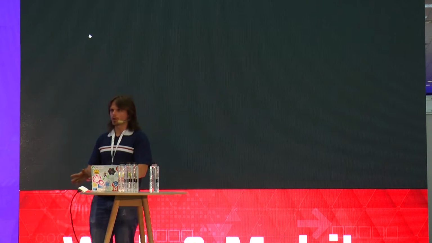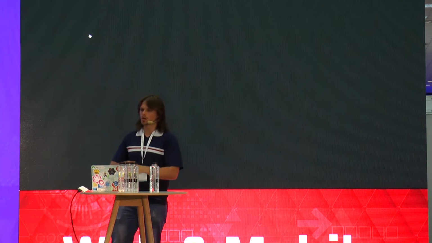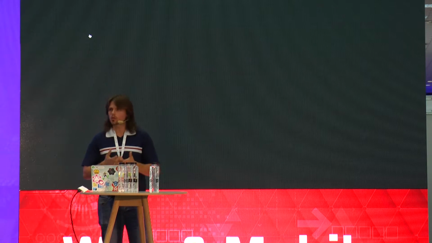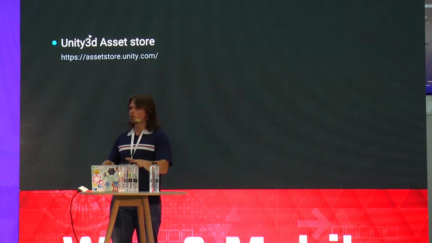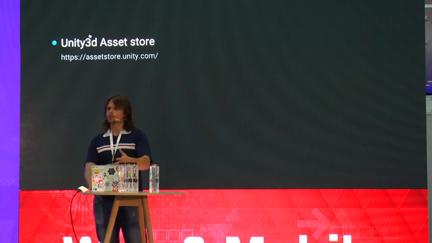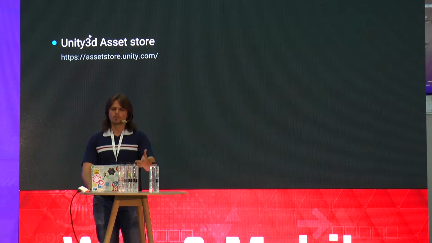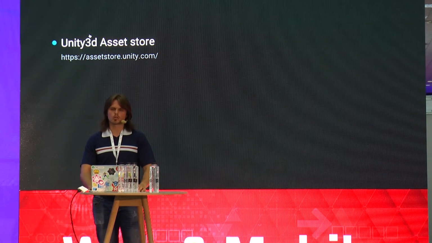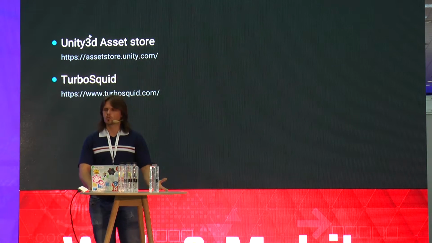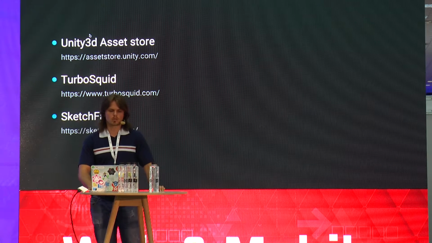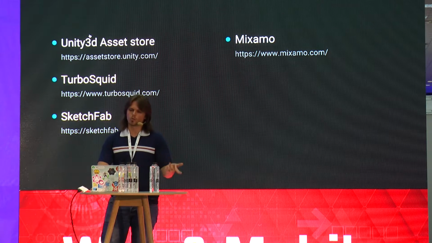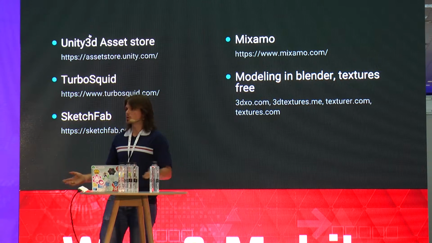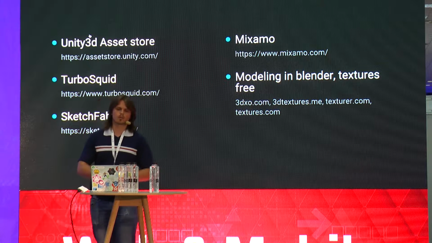So in both A-Frame and React 360, we need to acquire assets, right? We need to bring those 3D models and textures and stuff like that. So I kind of composed several resources for you. You can check them out. You have Unity 3D Asset Store, which is amazingly great, and I will show you in a bit how it looks. We have TurboSquid, where you can buy models, Sketchfab, the same, with some more models with animations. You can model yourself in Blender if you know how to do that.